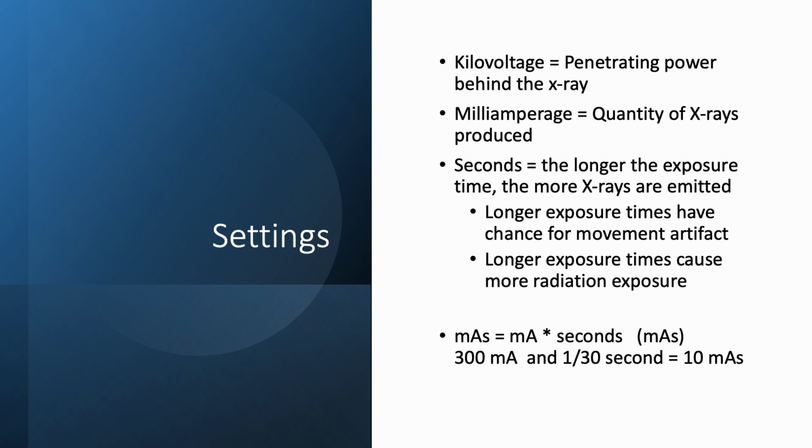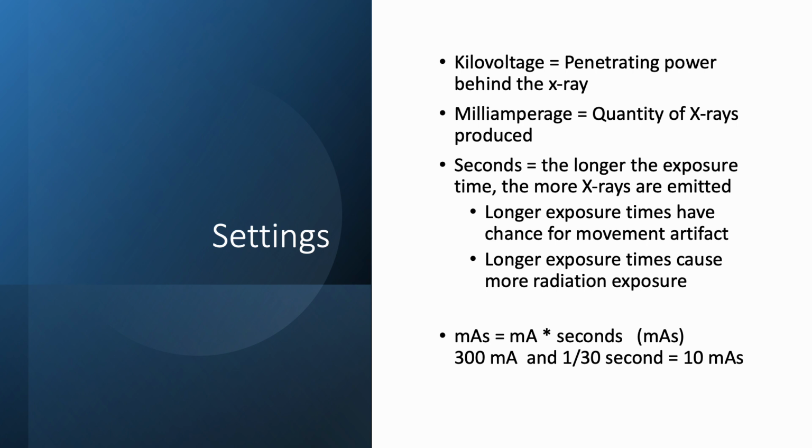I bet you can all imagine taking a picture when the light is low and there's movement, and the image appears really blurry. So we get movement artifact if our time is longer. So a longer exposure time leads to movement artifact. Longer exposure times can also lead to more radiation exposure. And then the MA is multiplied by the time in seconds to get the MAS.